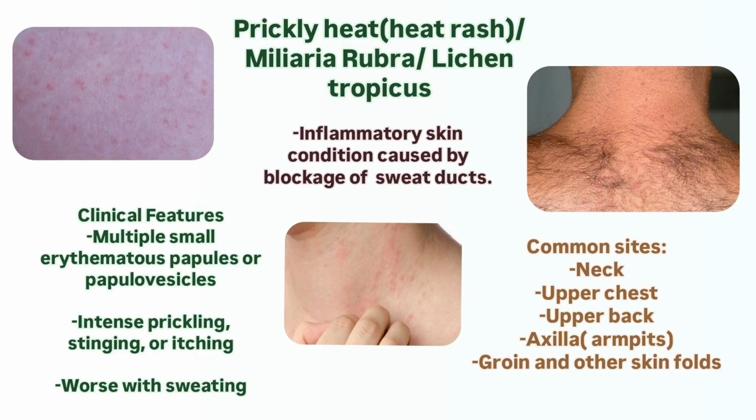Then prickly heat or heat rash, which is also called Miliaria rubra or Lichen tropicus. It is an inflammatory skin condition caused by blockage of the sweat ducts. The clinical features include multiple small erythematous papules or papillovesicles. Then there is an intense prickling, stinging or itching sensation which becomes worse with sweating. The common sites of predilection are the sites where there is an abundance of sweat glands, like the neck, upper chest, upper back, armpits, groin and other skin folds.